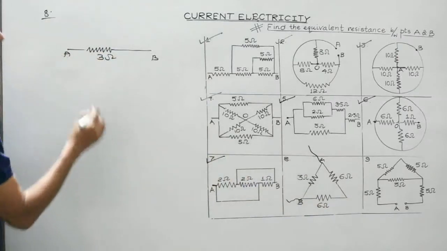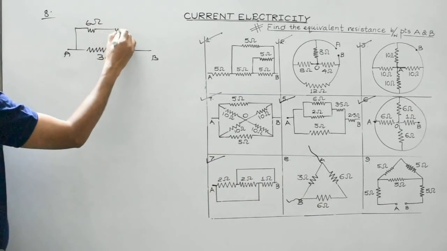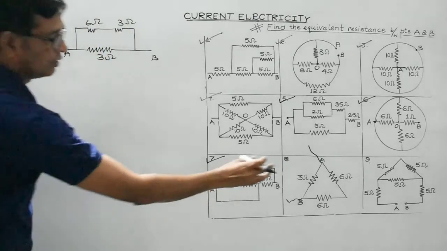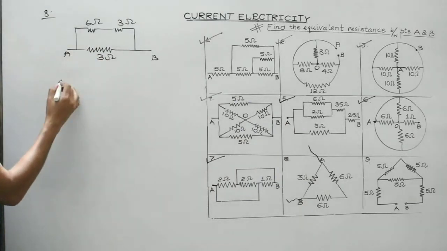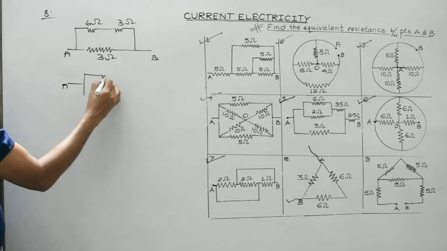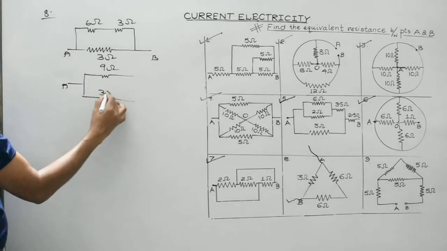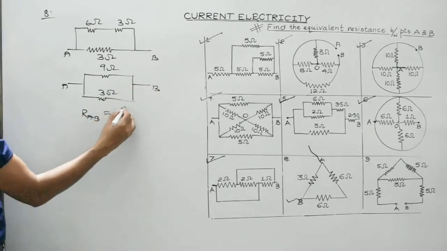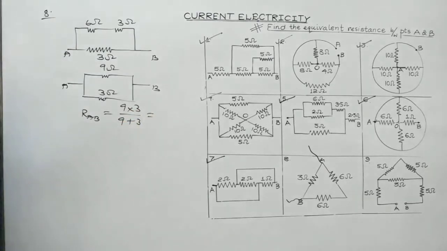While over here, the resistors of 6 ohm and 3 ohm are connected in this manner. They are connected in series, right? So this circuit can be redrawn in this particular manner. So what we get is, these two are in series, no doubt regarding this. So it will give us 9 ohm and this is 3 ohm and this is point B. So RAB would be equal to 9 into 3 divided by 9 plus 3.